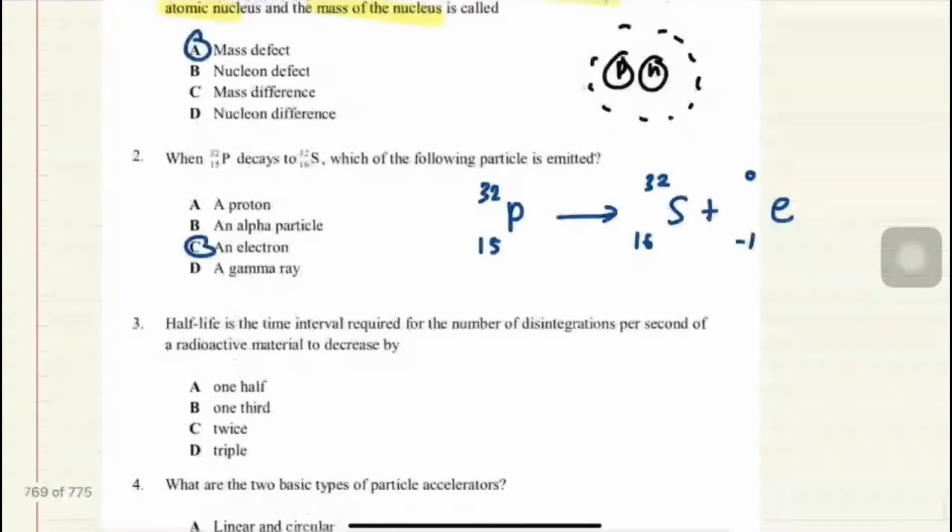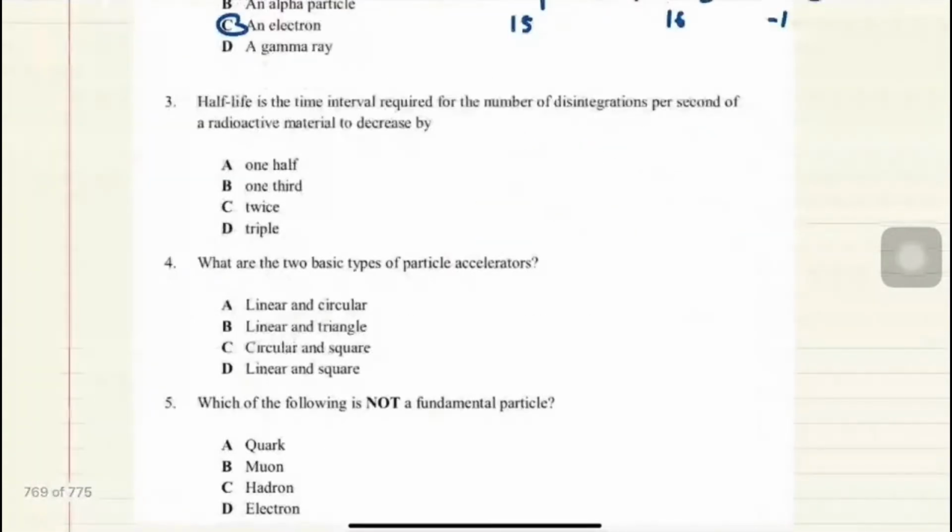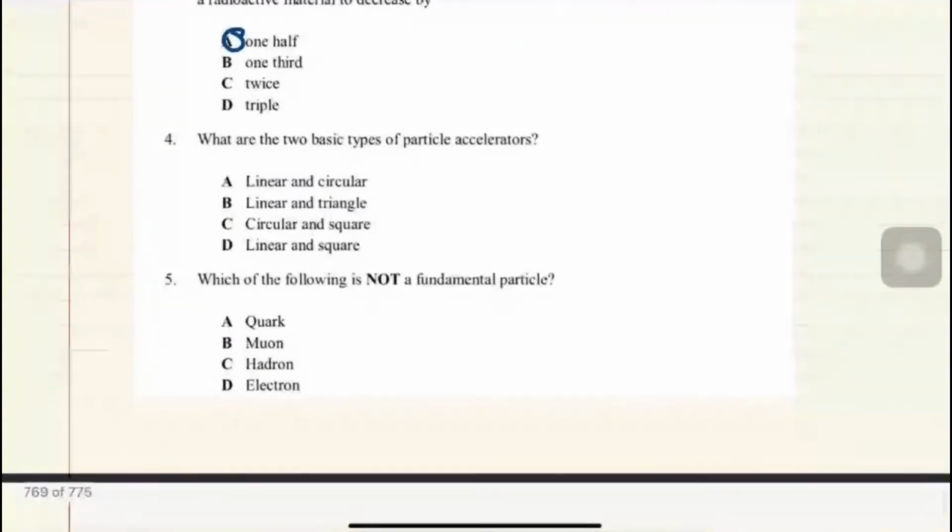And then question 3, half-life is the time interval required for the numbers of disintegration per second of a radioactive material to decrease by half. 1/2 lah. Okay, senang soalan ni. So question 3A, can you find what are the 2 basic types of particle accelerators?